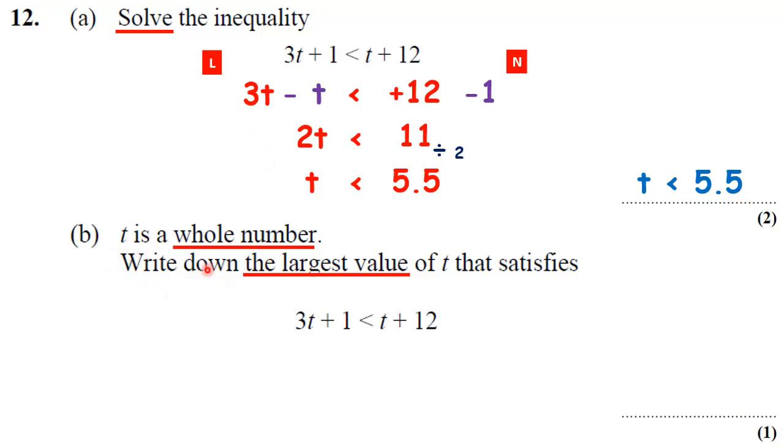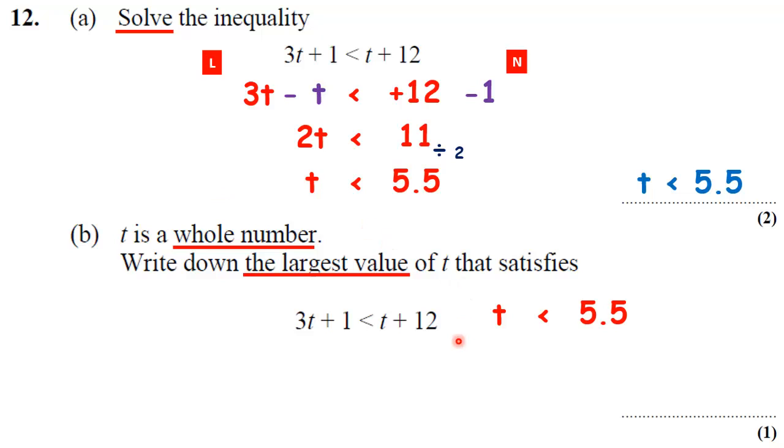They said t is a whole number. Write down the largest value of t that satisfies this equation. Satisfying this equation means, okay, we know that t is less than 5.5. So for t is less than 5.5, it works for this equation. So what could t be? Well, as I said, we know t is less than 5.5. And what does that mean?